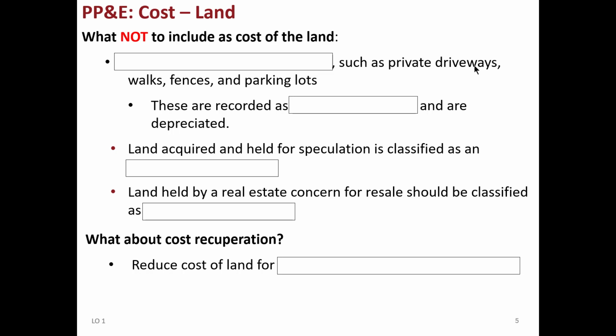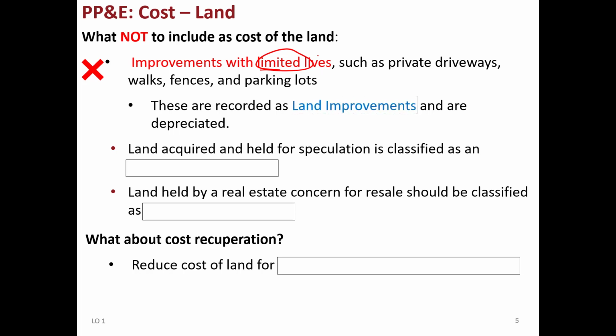All right, here's an important thing to keep in mind. What type of expenditures are not included as part of land? Any type of improvements with limited lives, such as private driveways, walkways, fences, parking lots, right? That stuff wears out over time. So those things definitely do not have an indefinite life. They have very limited lives. So we don't want to include those. These things that we put on the land will record separately as land improvements. So a parking lot, that's a separate T account.